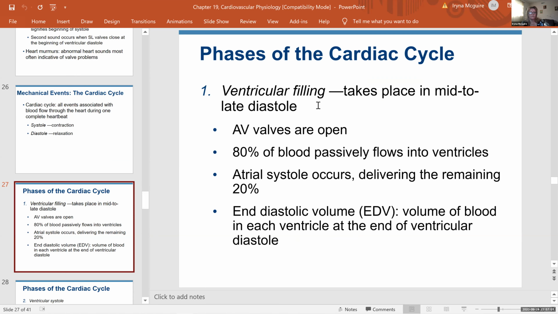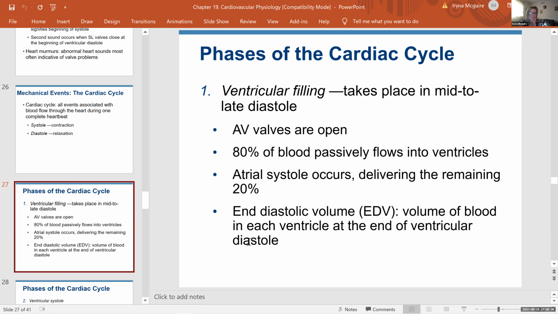So let's go back and very quickly read about it over here. Ventricular filling takes place in mid to late diastole. So the ventricle needs to be relaxed, right? AV valves are open. 80% of blood passively flows. Then atrial systole, and we have the remaining 20% flow. Now in this phase, we have a measurement that is called EDV. EDV is end diastolic volume, because that's diastole, right? End diastolic volume means how much blood is in the ventricle right now. After 80% passively flows, and 20% because of atrial systole, now that's over, how much blood do we have in the ventricle? EDV, right?